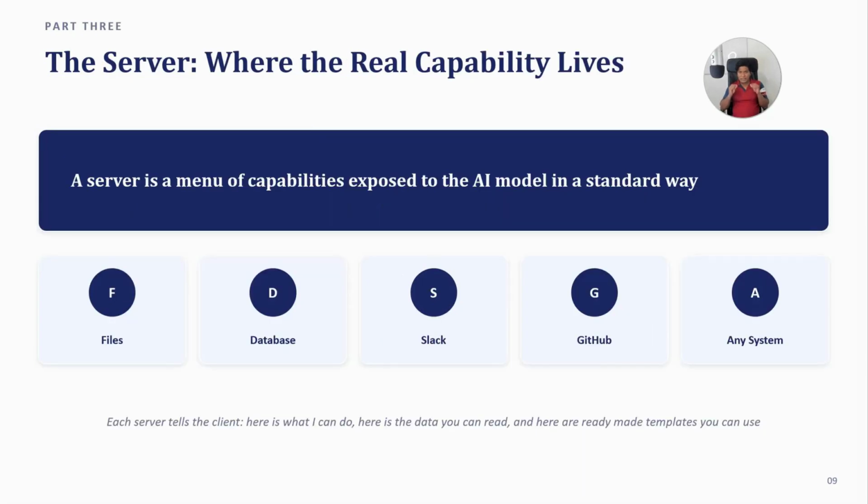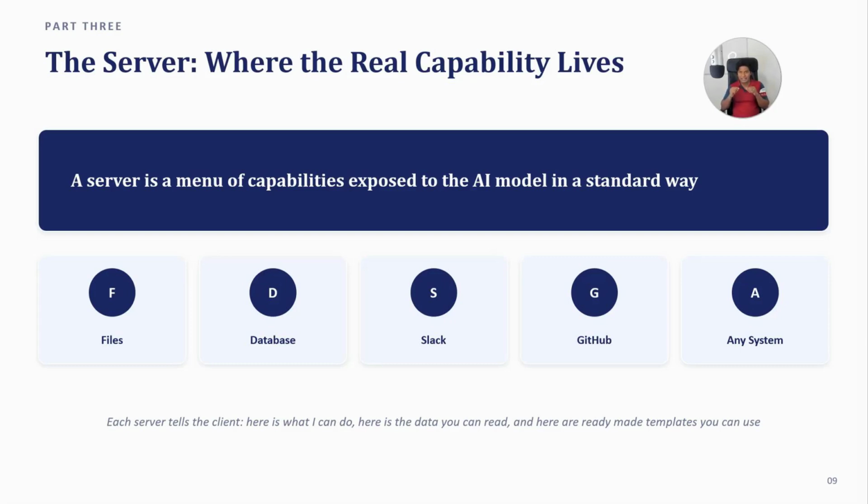And now the third piece is the server. The server is where the real capability lives. This could be a connection to your files or your company database or Slack or GitHub or literally any system you want the AI to reach. The server's job is to tell the client what it can do. It shares the actions you can trigger, it shares the data you can read, and it shares ready-made templates you can use. So the server is basically a menu of capabilities.